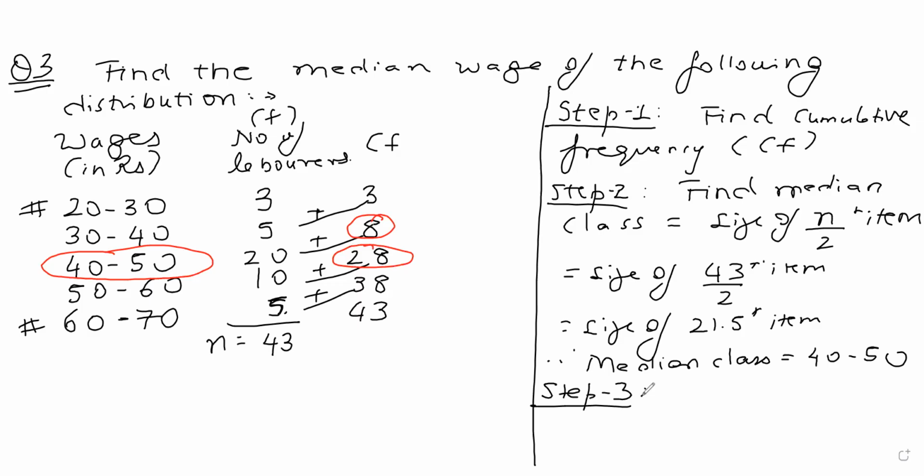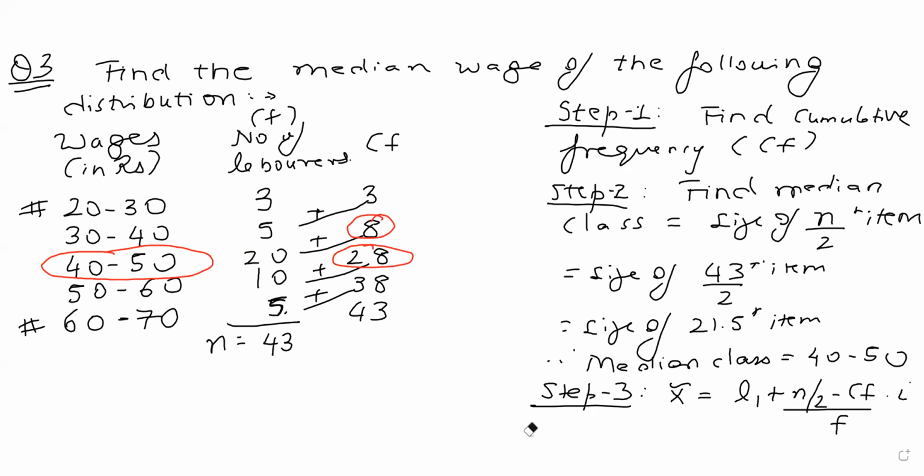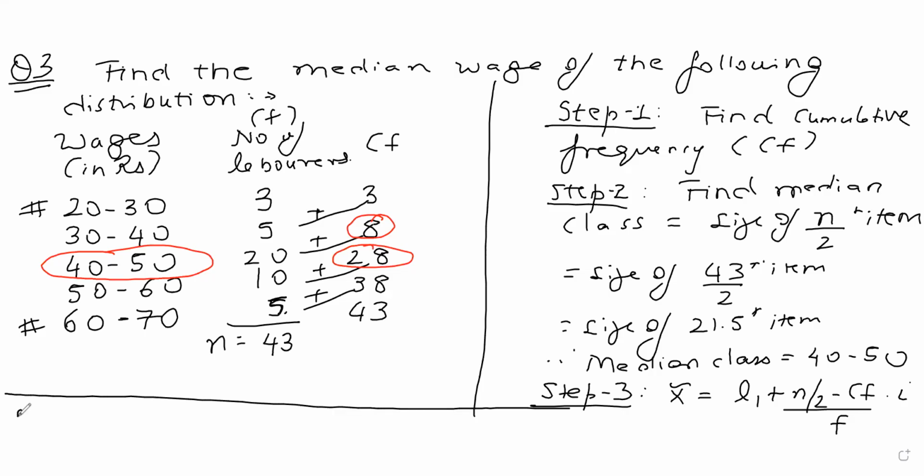What's the formula for calculating the median for continuous class intervals? X tilde, which is my median, is L1 plus n by 2 minus CF upon F times I. Where we all know, I'm writing it here, guys. Let me manage some space. So I'm writing it here, where L1 denotes the lower limit of the median class.